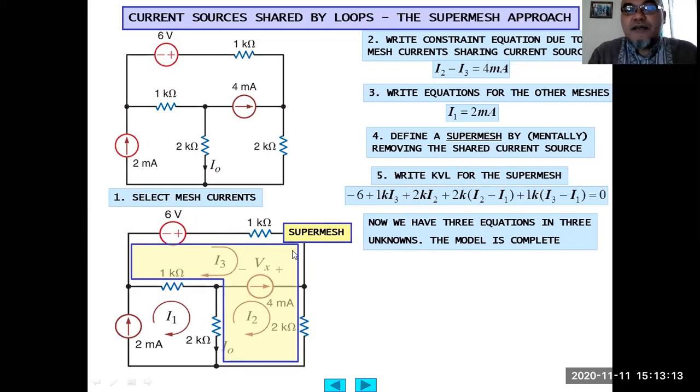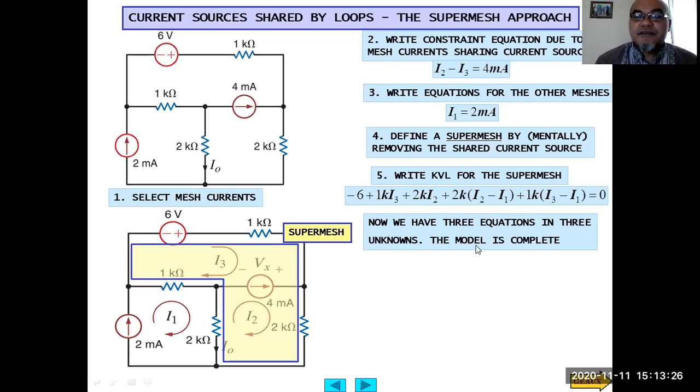So we have now 3 equations. I2 minus I3 equals 4 milliampere. I1 equals 2 milliampere. And this third equation. So now the model is complete. We have 3 equations to solve 3 unknowns.